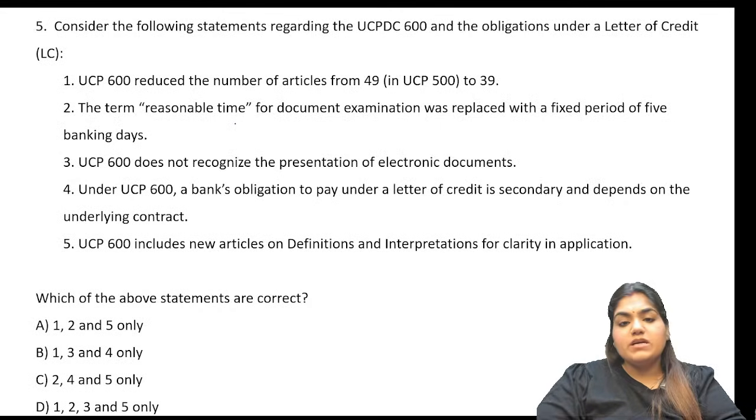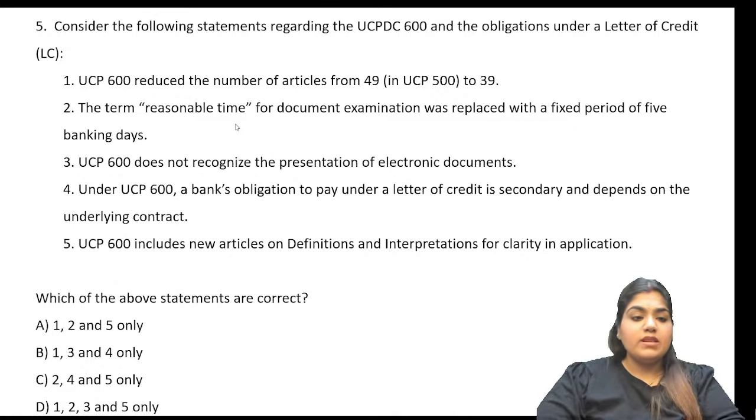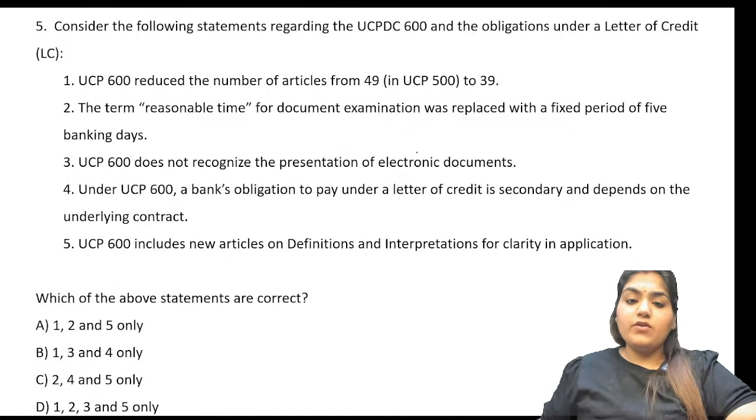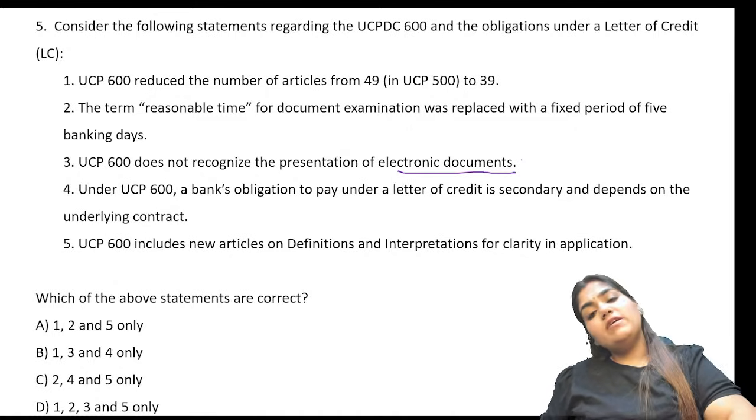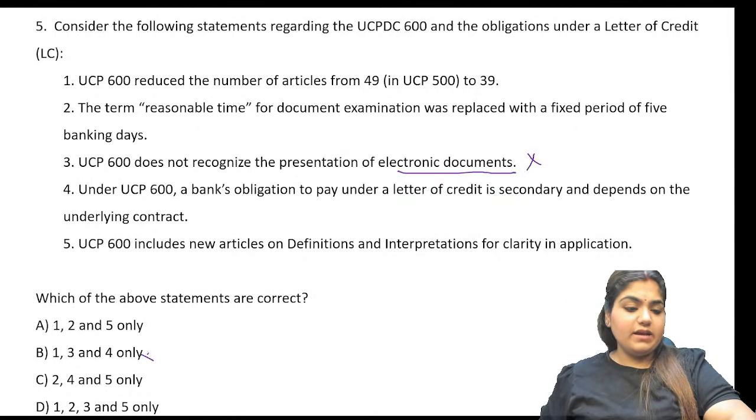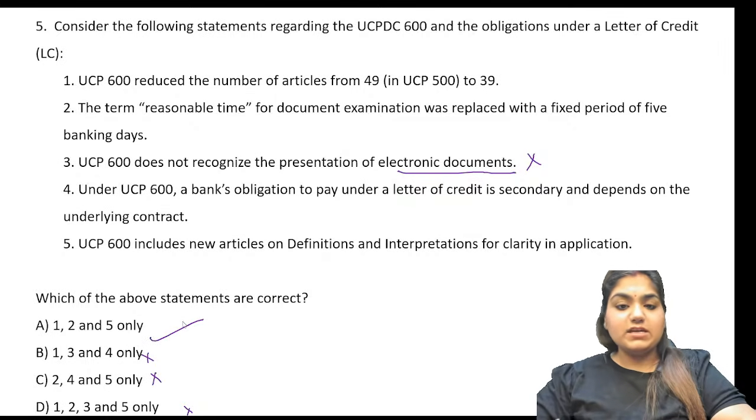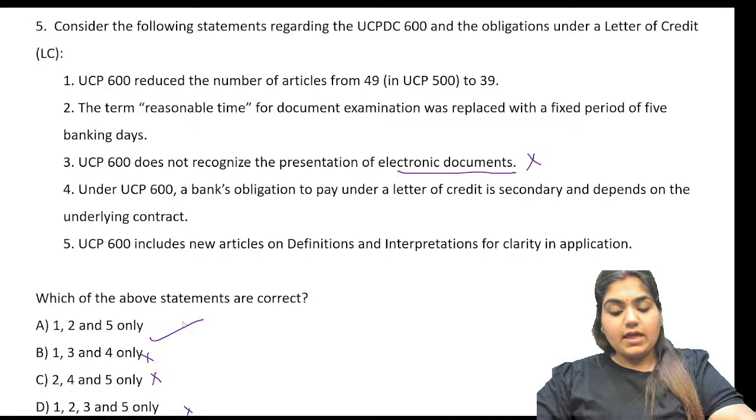Consider the following statements regarding UCPDC 600. It has 39 articles now. Yes, it does. Statement number 1 is correct. It replaced the vague reasonable time with a definite 5 working days. Yes, it did. Statement number 3 does not recognize the presentation of electronic documents. Everything is electronic, so how can it not recognize it? The moment this is written, the third is incorrect. And 1 is not written here. Let's eliminate this. That will give us A as the correct answer.